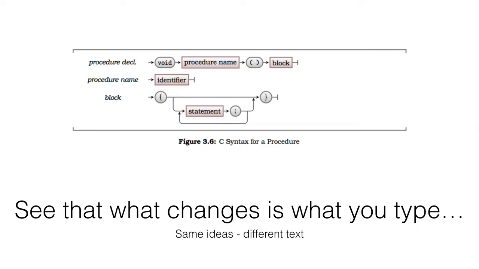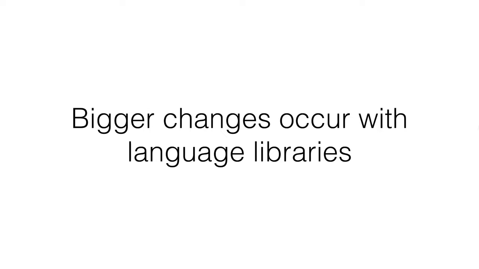So what is different? The main thing that's different is what you type. The text that you type is different in different programming languages. We're still generally thinking the same thing: I want a block of code, so I want a procedure that performs this task. How do I write that in this language? So that's the main difference, the text that we type. But there are bigger changes than that.